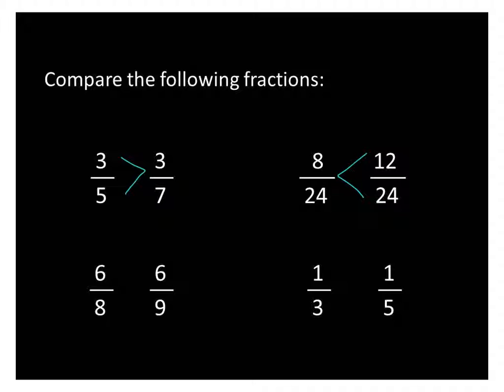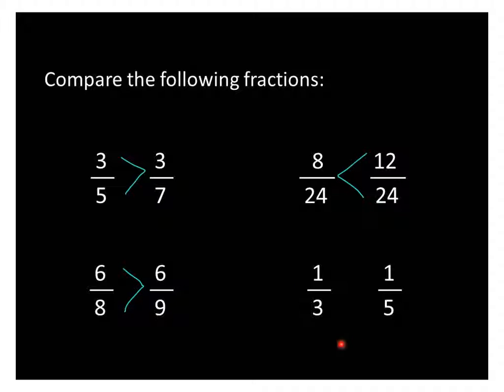Let's look at this pair of fractions down below. 6/8 and 6/9. We can use our common numerators to compare. So each of them have 6 pieces, but the greater the denominator, the smaller the piece is going to be. So I know that these over here are going to be bigger in size. 6/8 is greater than 6/9.